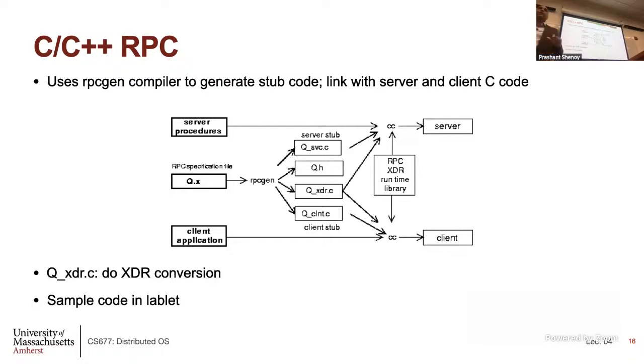This notion of writing an interface file, sometimes also called an IDL file, an interface definition language file. You have a special tool, your compiler for that RPC system, that will auto-generate some code for you, and then you use that code with the client and the server code to implement your RPC system. That process is common across many different RPC systems. It's not specific to C or C++.